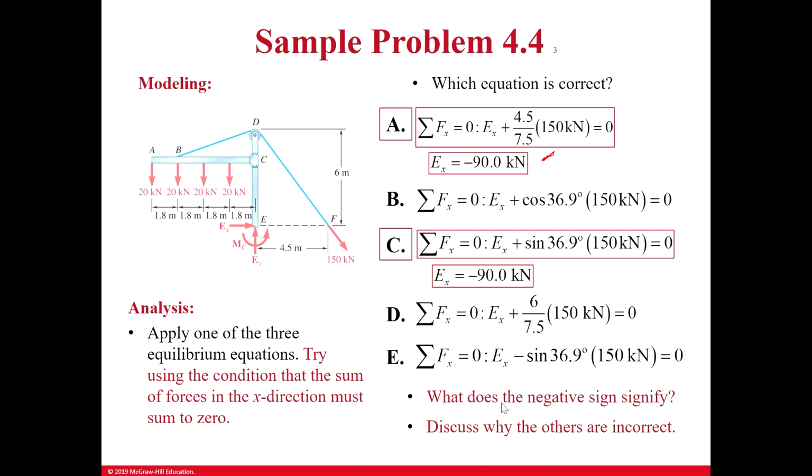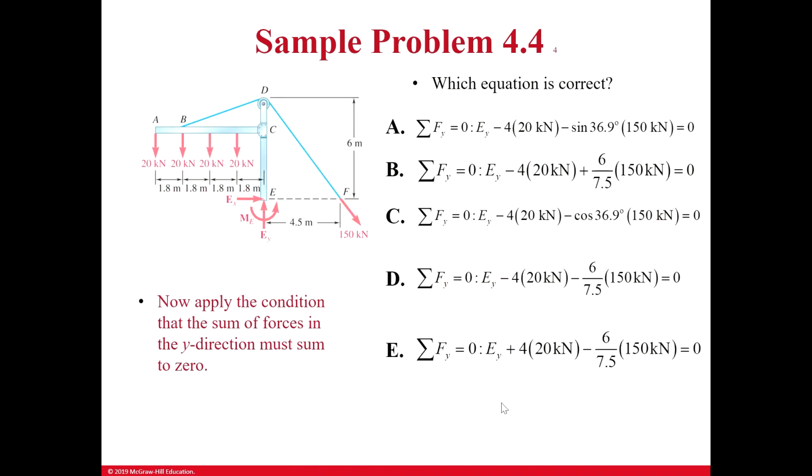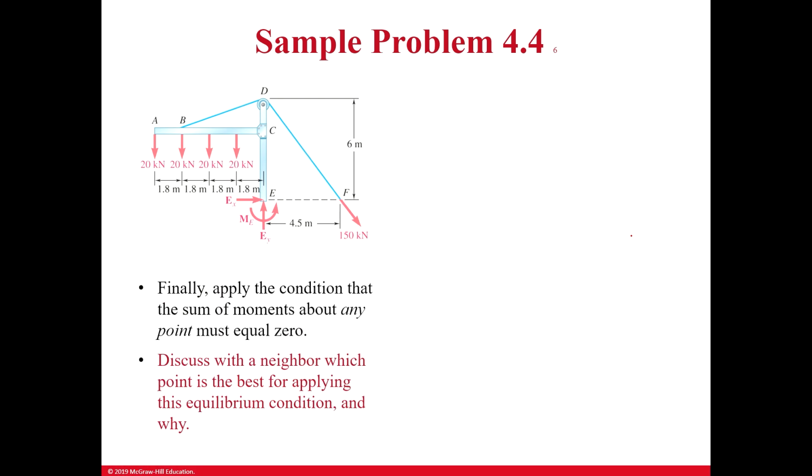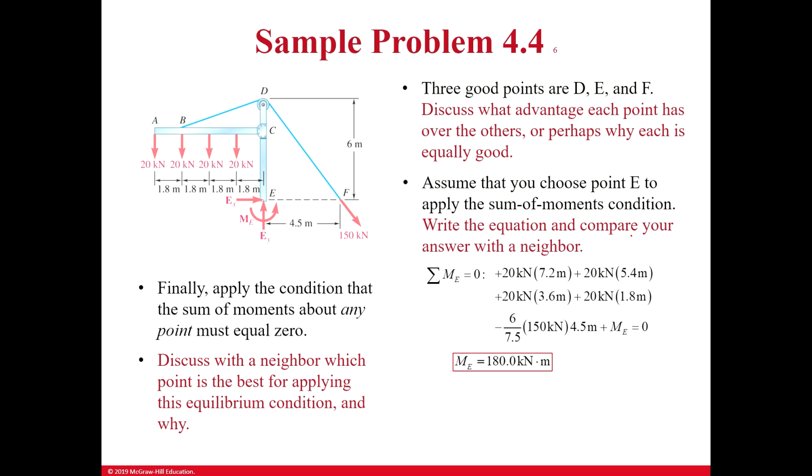All right, then they're asking us for what is the correct answer in y. So it's EY minus, okay, so this one's wrong because it's not minus. Minus 6 divided by 70, yeah, this one. What's the difference between that one and this one? Oh, wait a second. It's not that one. It's this one because of the negative. Yeah, it's that one. And we got 200 kilonewtons. We're doing good. And the moment around E equals zero. So we also got 180. So that's nice.